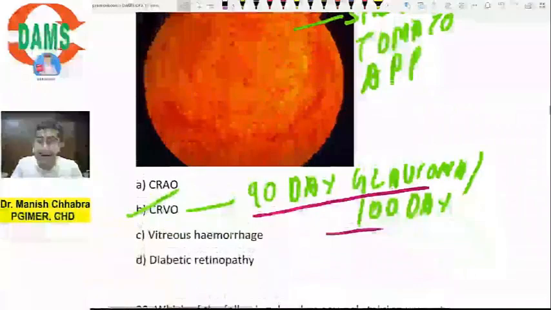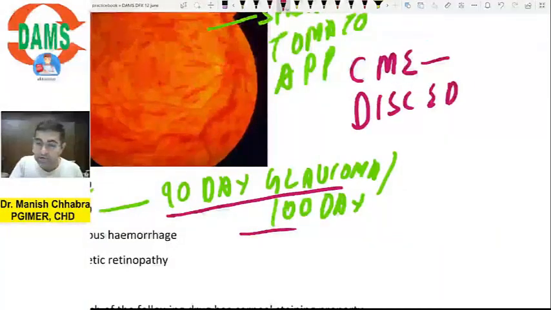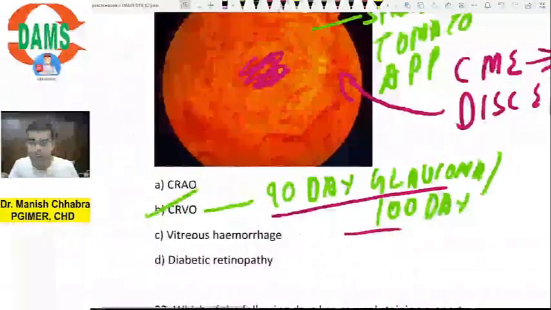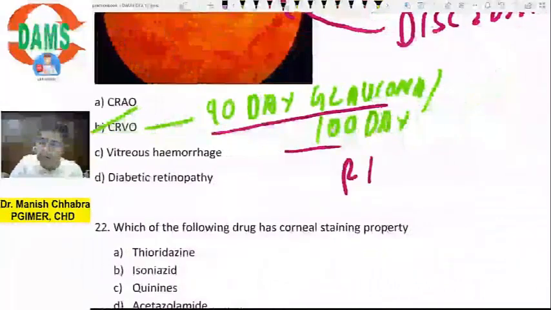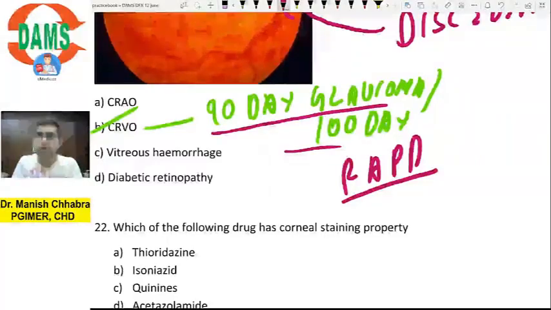Typical history. And what is the other important feature? It causes CME, cystoid macular edema. It also causes disc edema. Can you see that disc margins cannot be appreciated in this patient, right? And there is cystoid macular edema as well, right? And also there will be RAPD, relative afferent pupillary defect. There will be neovascularization, and there can be neovascular glaucoma. So I have actually put up all the important points of central retinal vein occlusion, right?